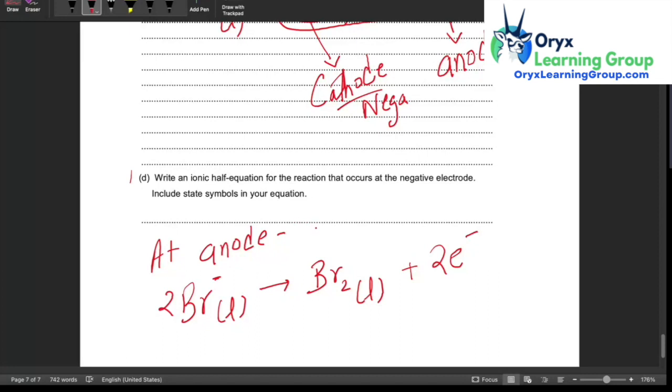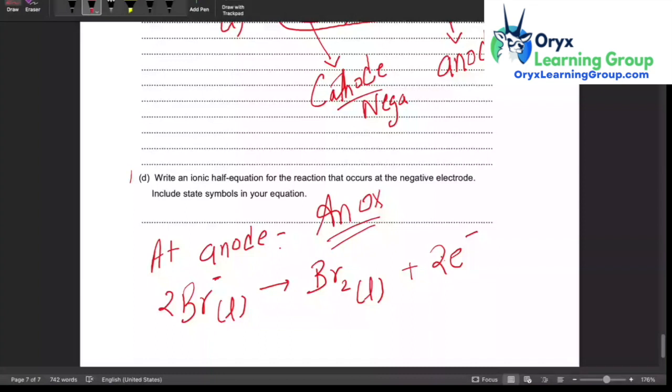Remember this, have you discussed this, anode and oxidation? To remember, at the anode oxidation happens, so AN OX. Oxidation means loss of electrons. So two bromide ions will lose electrons, they will form a bromine molecule and 2 electrons. Are you clear with this or no?